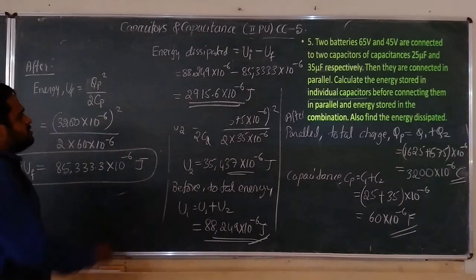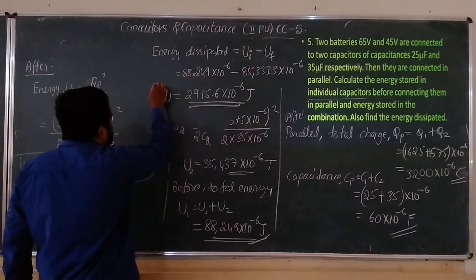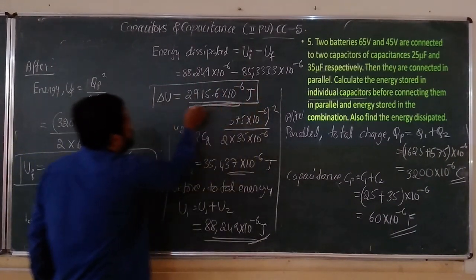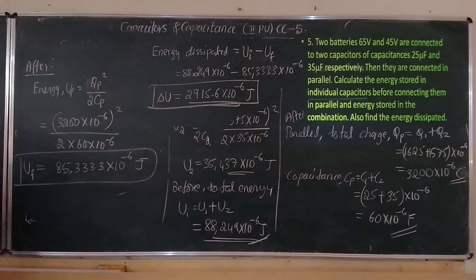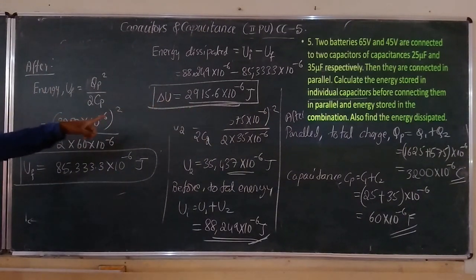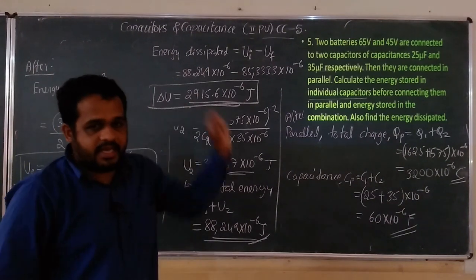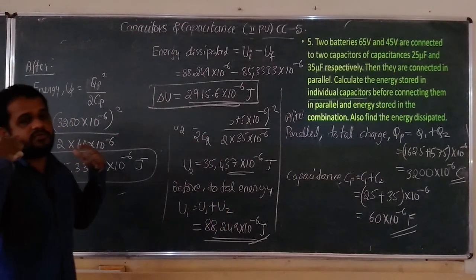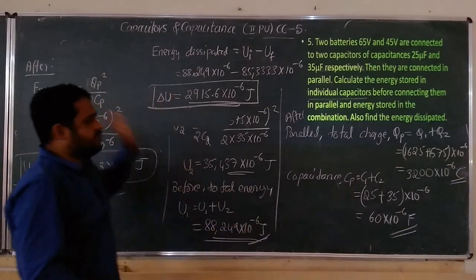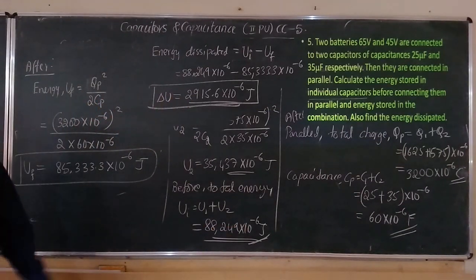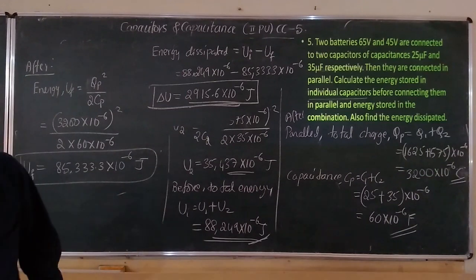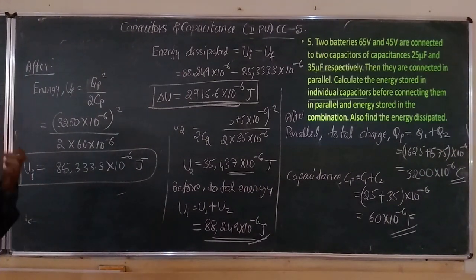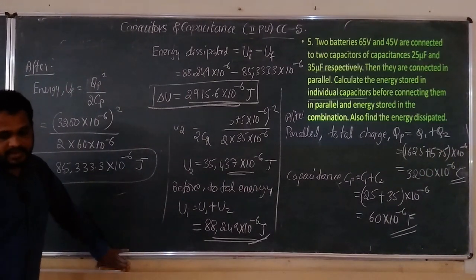So this much amount of energy is lost when two charged capacitors are connected in parallel, and energy dissipation takes place in the connecting wires. Electrical energy is converted into heat energy, and that much amount of energy is lost. This is the amount of energy dissipated. This is how you have to calculate the energy dissipated when two charged capacitors are connected in parallel.